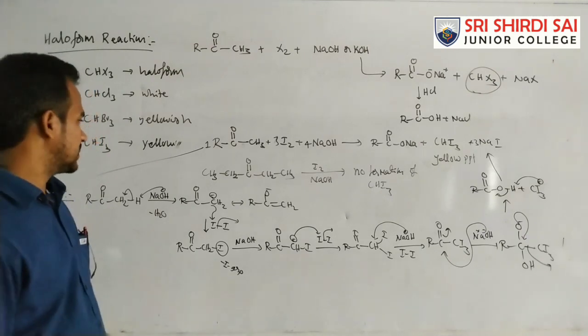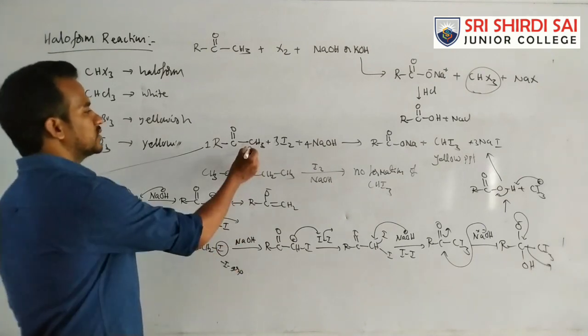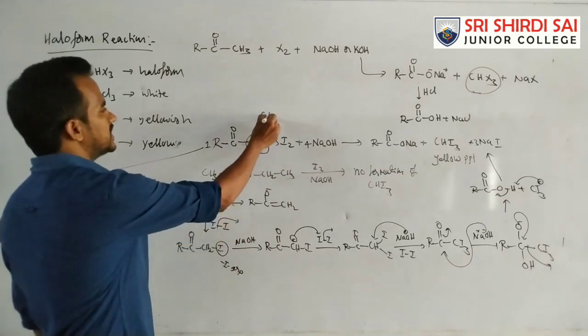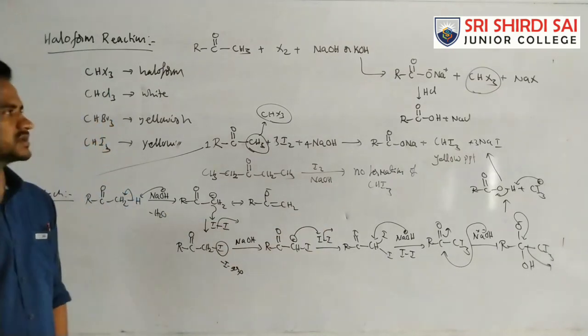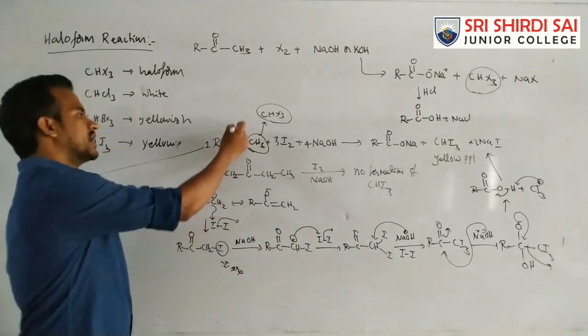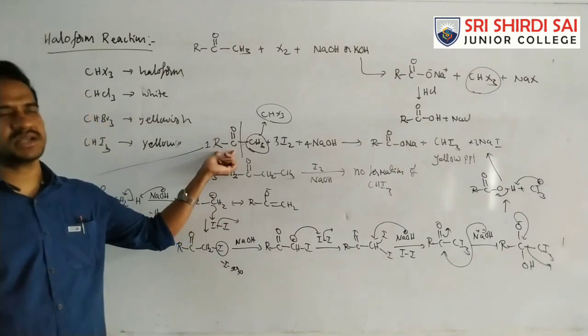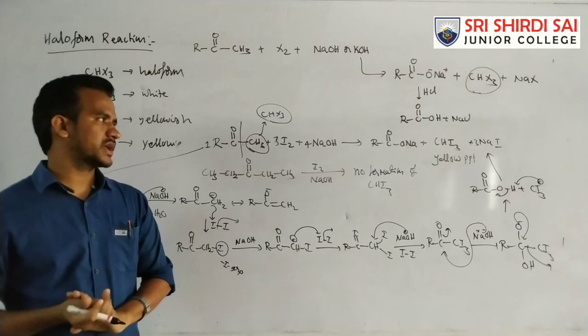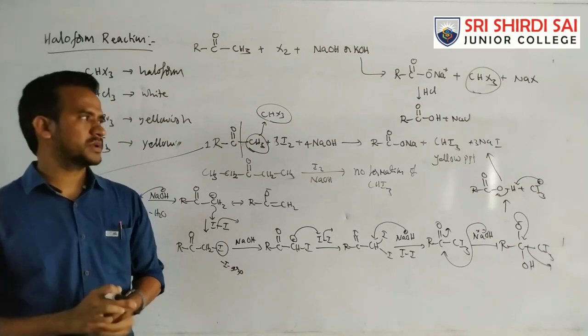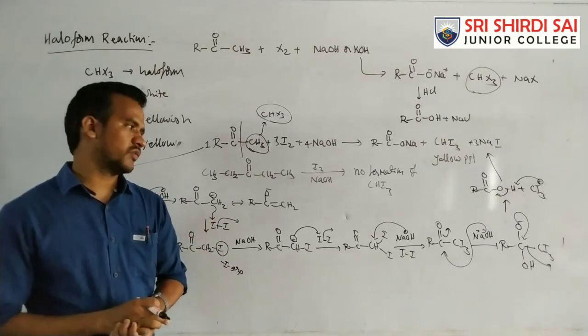So a very simple reaction. In this case, if a methyl group is present, that is converted to CHI3, CHX3. That's it. If a methyl group is present, that is converted to CHX3 and the other group is converted to the acid RCOO. Okay. So all methyl ketones can form the haloform, that means iodoform, chloroform, bromoform.